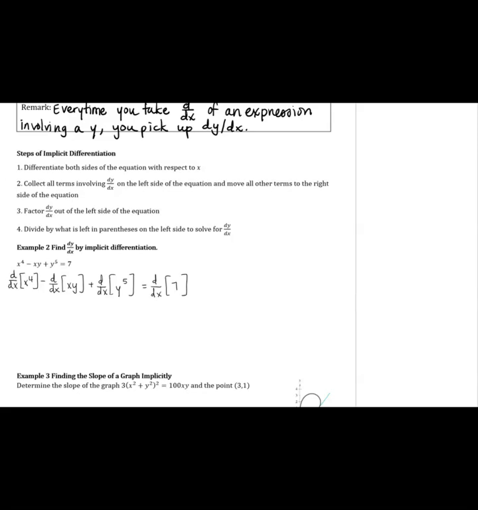So now I'm going to come in and start taking the derivative. In my first term, the derivative of x to the 4th is 4x to the 3rd. In the second term, to take the derivative of xy, we are going to need to use the product rule because we have a product of x multiplied by y. So I'm going to do a quick product rule here where f is x and g is y. So our f prime is 1 and our g prime is dy dx. The derivative of y is dy dx.